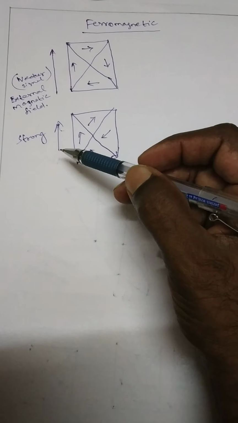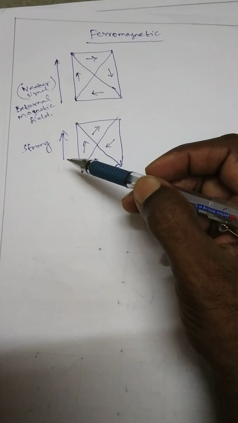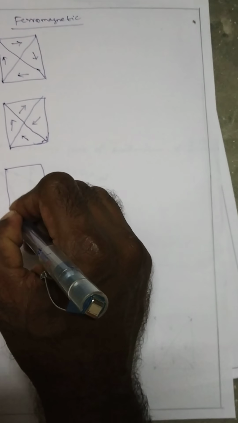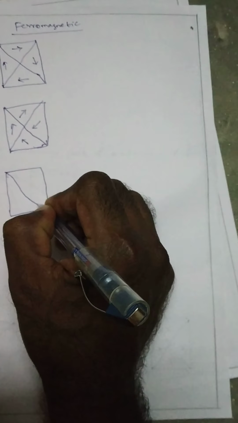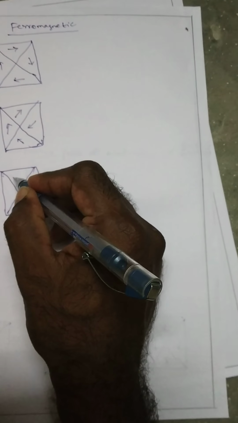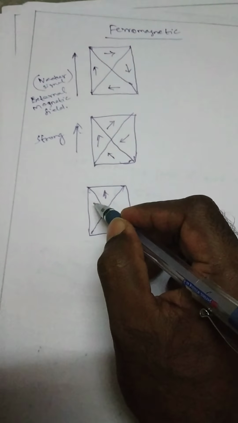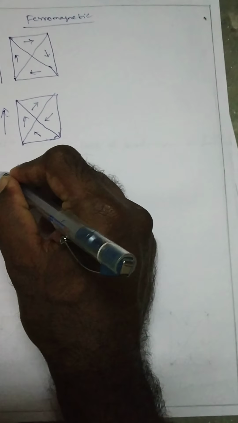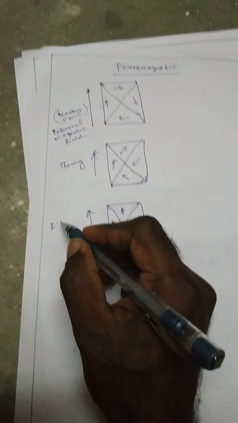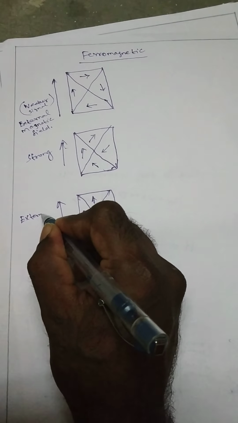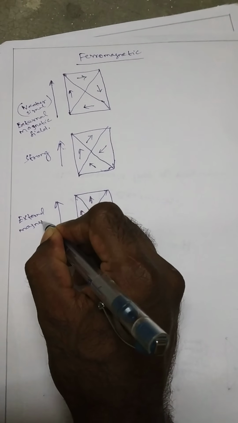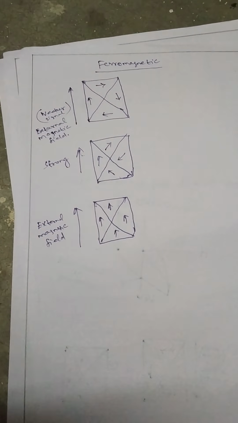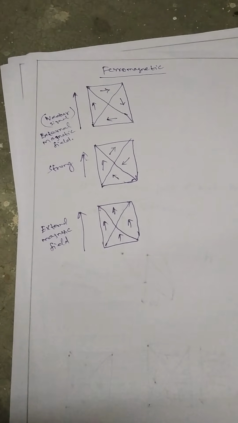If we still increase this magnetic field further, finally all the atoms are attracted by this magnetic field, so all of them start to move in this direction, which is parallel to the external magnetic field. This property is known as the ferromagnetism of the material.